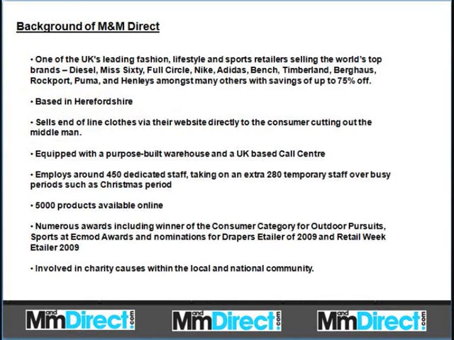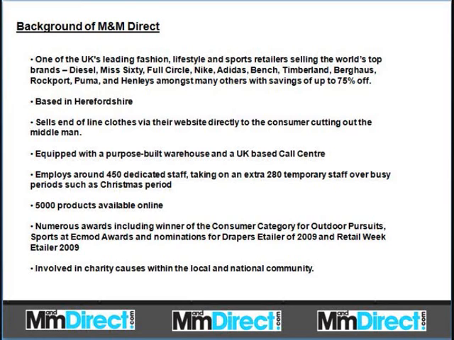Background of M&M Direct. We have chosen to describe the website of M&M Direct, a website which aims at selling clothes for all tastes, but primarily for younger people. M&Mdirect.com is one of the UK's leading fashion, lifestyle, and sports retailers. M&M Direct sells end-of-line clothes via their website directly to the customer, cutting out the middleman.